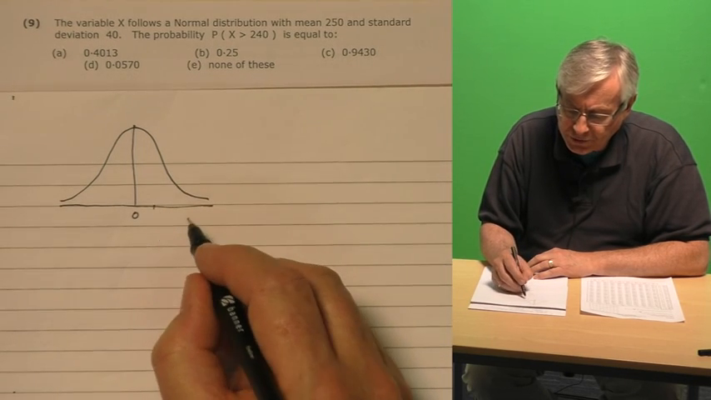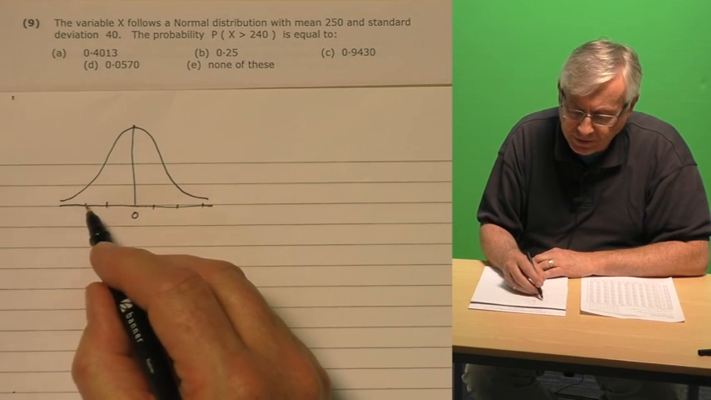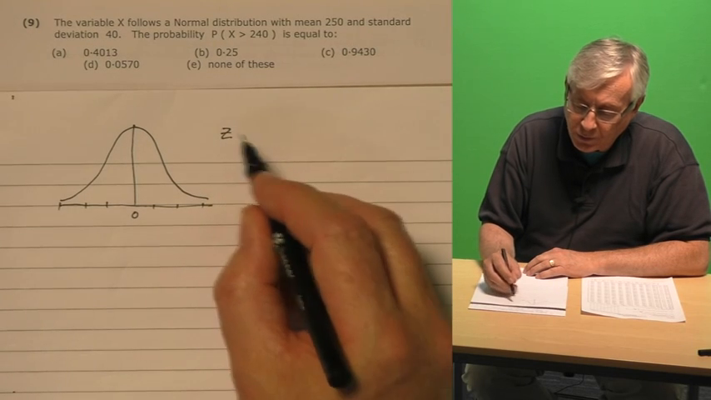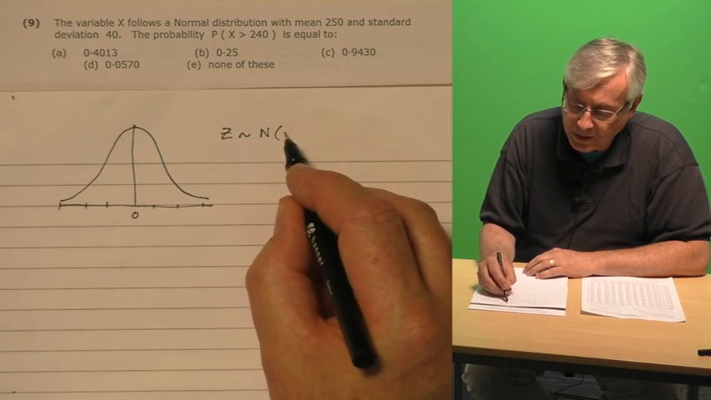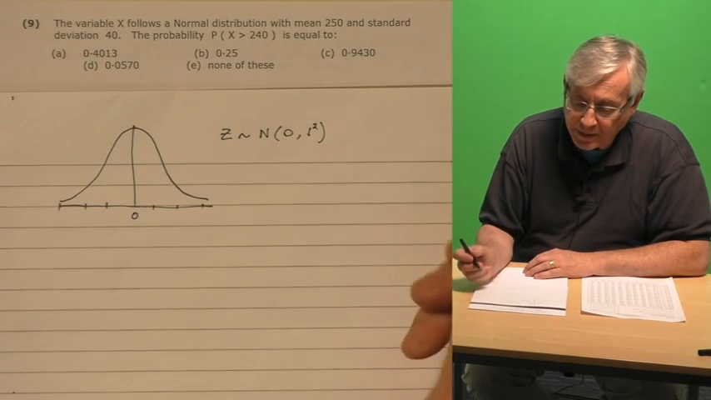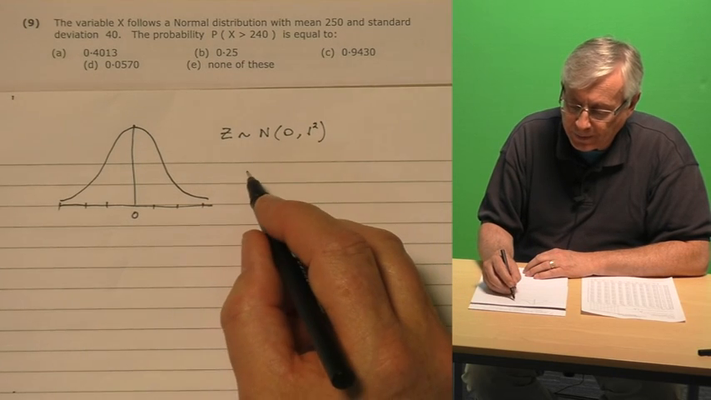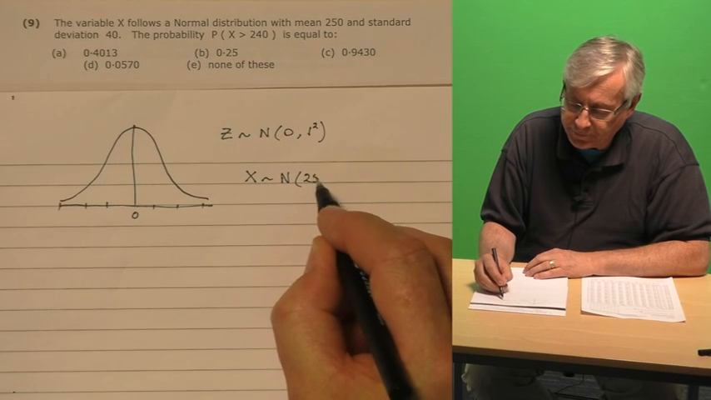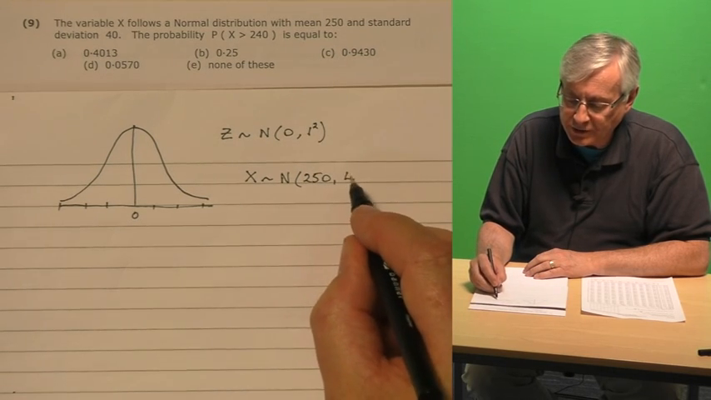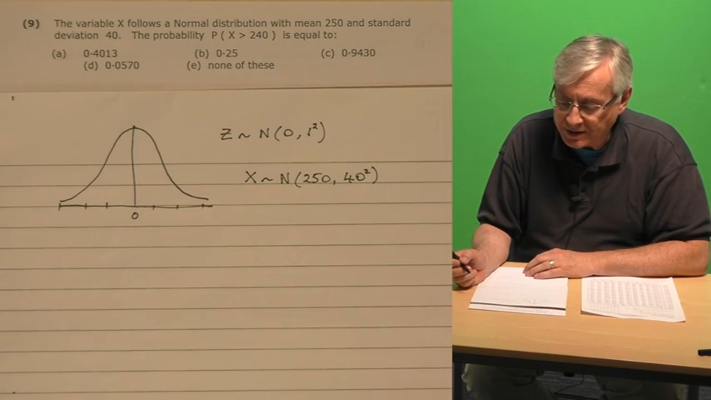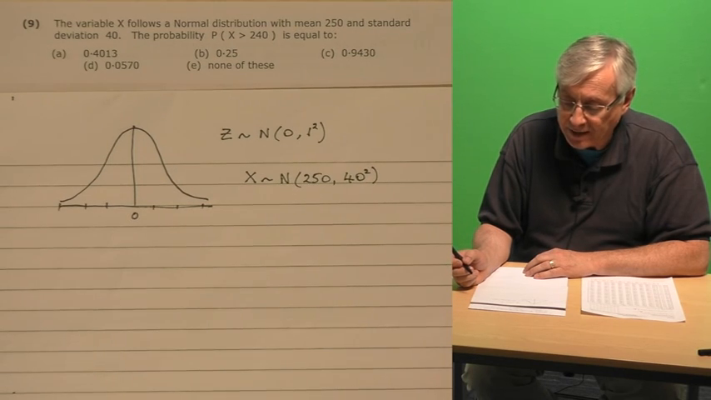Standard normal distribution stretches up 3 standard deviations, down 3 standard deviations, and we could call it Z follows a normal distribution with mean 0, standard deviation 1. Anyway, the question is talking about a variable x that follows a normal distribution with mean 250 and standard deviation 40. So there's our distribution as it's presented, and of course the first thing we've got to do is to turn that into appropriate Z language.